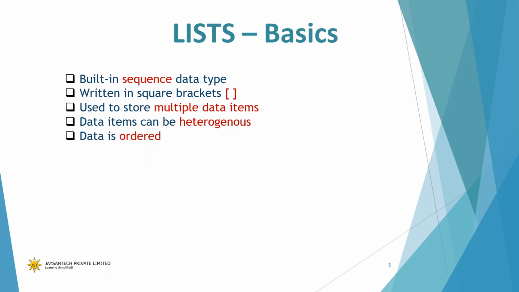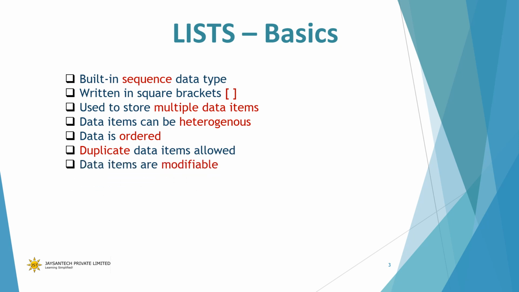Data is ordered, which means the order in which you add data to the list is the same order in which the items will be stored inside the list. So when you add an integer first followed by a string, they'll be stored in the same order. Duplicate data items are allowed in a list. That is, you can store two data items which have the same value, for example, two integers with the same value, say 1.